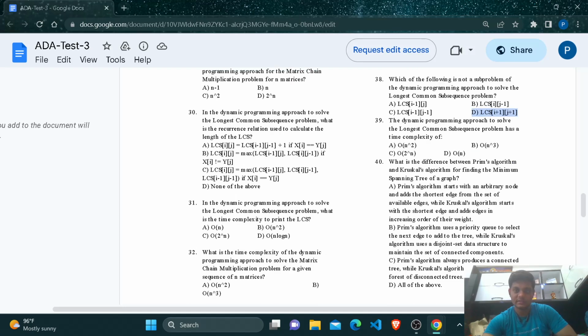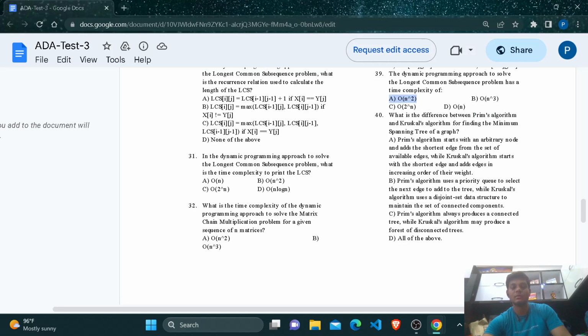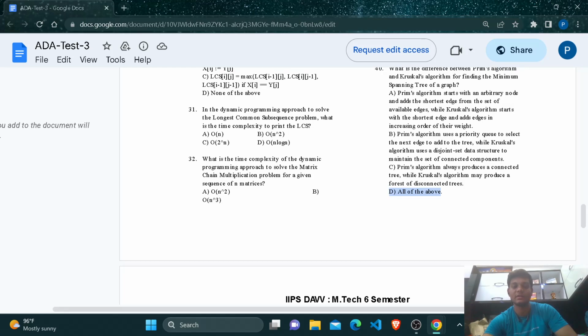39th question is the dynamic programming approach to solve the longest common subsequence problem has a time complexity of order n square. So the last question is this, what is the difference between Prim's algorithm and Kruskal's algorithm? So you can see that for Prim's algorithm, all the options are correct, so its correct option is all of the above, that is option D.